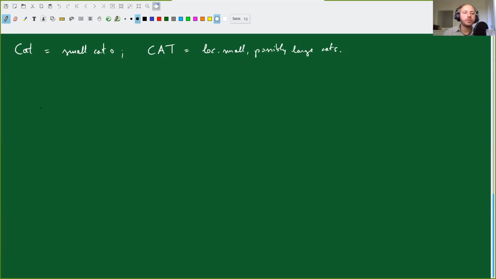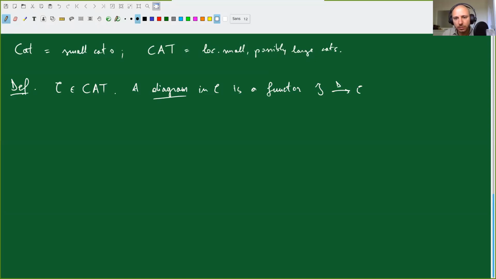Okay. So now, if C is a locally small category, a diagram in C is a functor where I is small. Okay, so we just want small diagrams. The idea is that we want to take colimits of these guys.